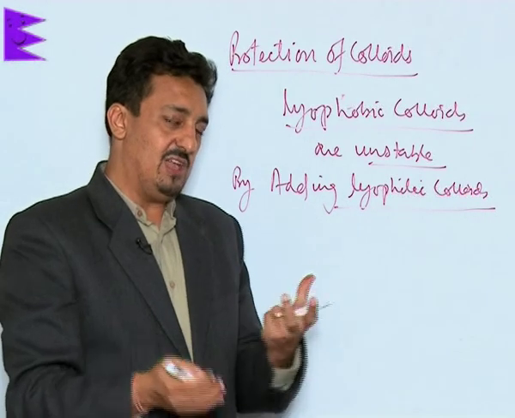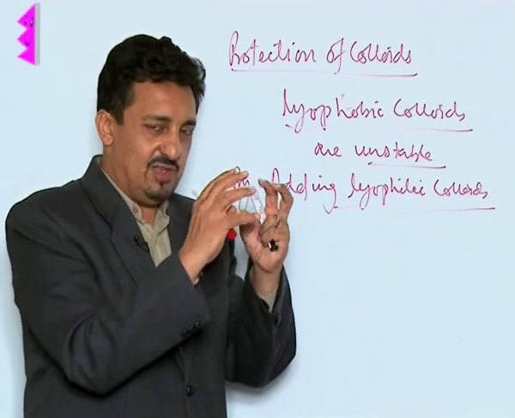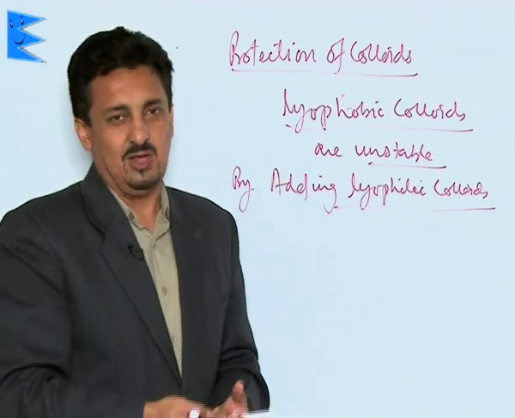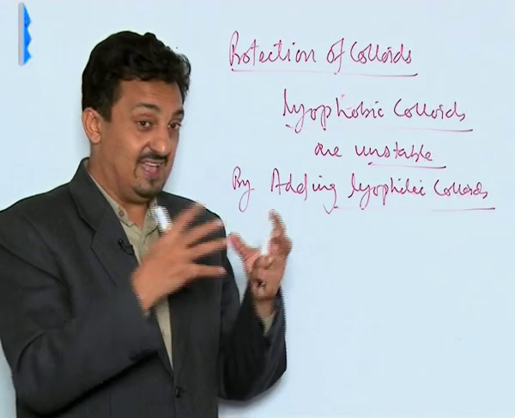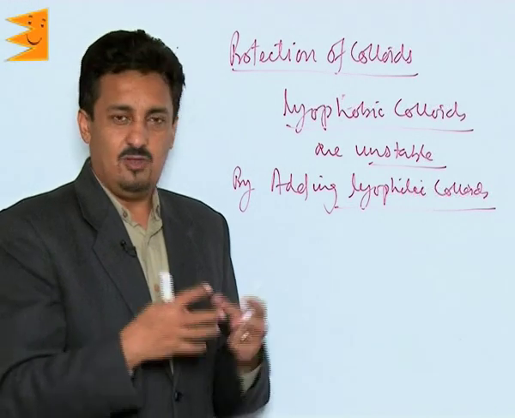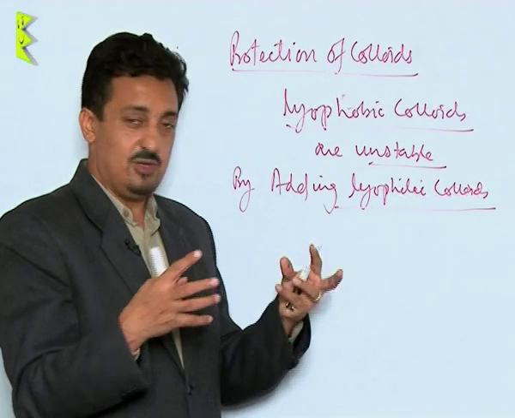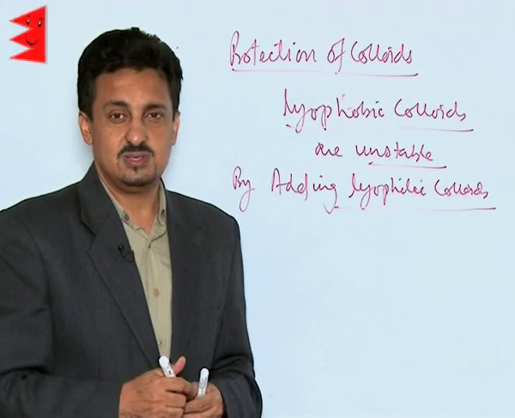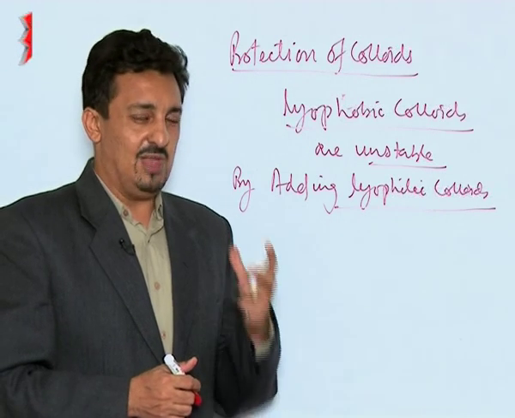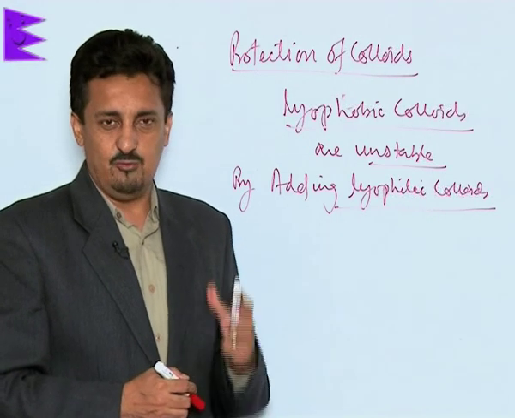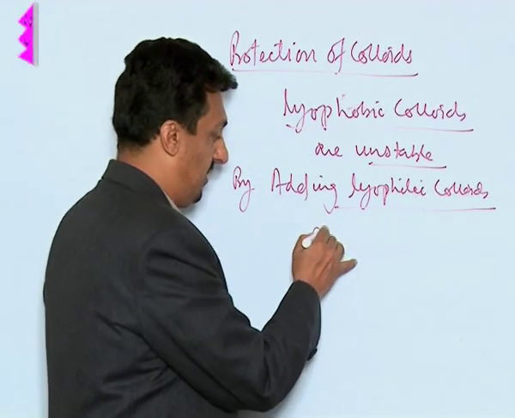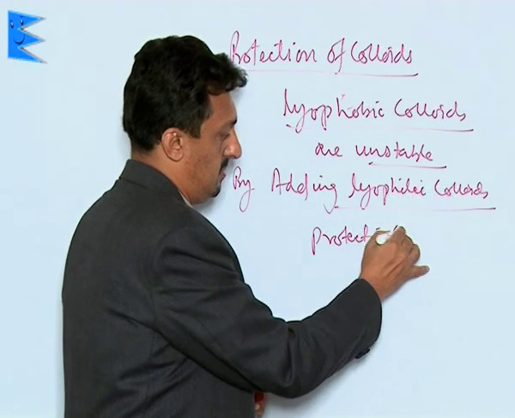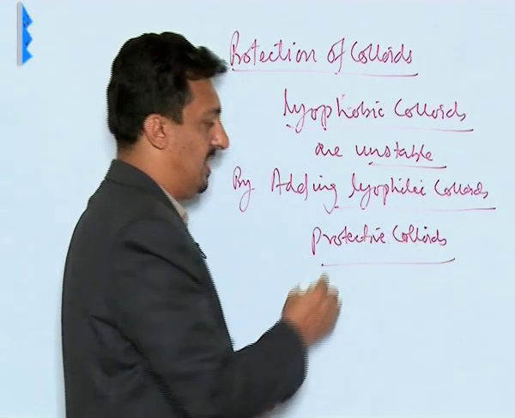If we add a lyophilic colloid to a lyophobic colloid, those lyophilic colloids surround these lyophobic colloidal particles and form a protective layer around them. And since they get maximally hydrated or solvated, they will not let these lyophobic colloidal particles come closer to each other. And this is how we can protect lyophobic colloidals. Such lyophilic colloids which are added to protect lyophobic colloids are called protective colloids or protective soles.